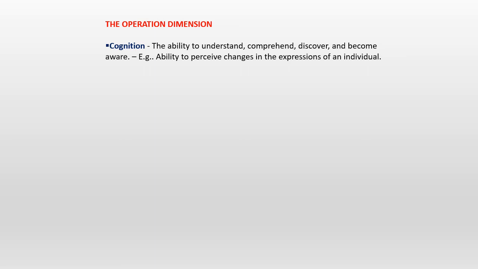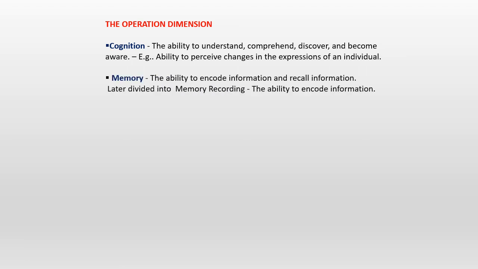So under operation, there are 6 factors. First is cognition. You all know what it is? It is the ability to understand, comprehend, discover, and become aware of. It is the ability to perceive changes in the expressions of an individual. Second is memory, the ability to encode information and recall information, which is later divided into memory recording, the ability to encode information. Third is memory retention, which is the ability to recall information.